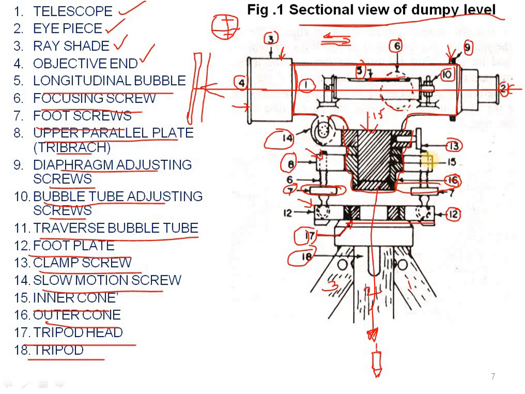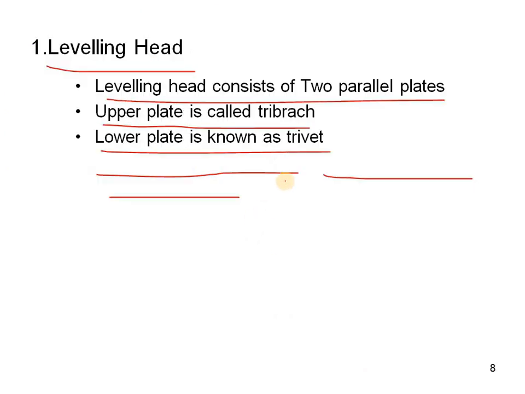Here the foot screws we can see, and this portion is called the upper plate, the tribrach. The lower plate is known as the foot plate, which we call the trivet. Okay, tribrach and trivet.